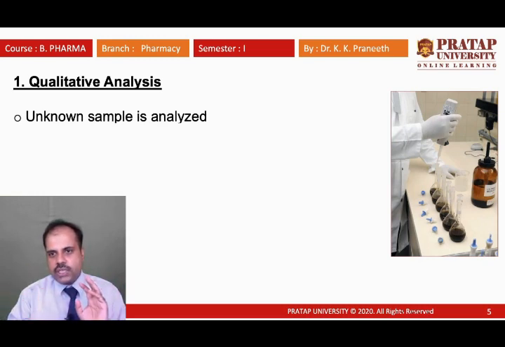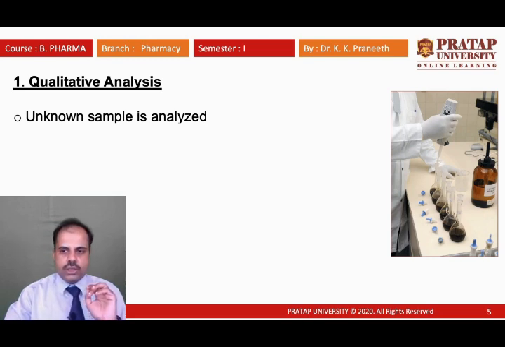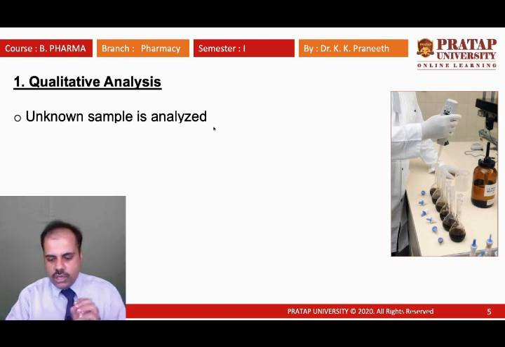You can see in this picture an analyst, or a lab technician. There are many chemicals there, 1, 2, 3, 4, 6. We don't know what these chemicals are, and he is testing with something, right? Some reagent is being tested to find out what is inside. So an unknown sample is analyzed in qualitative analysis.